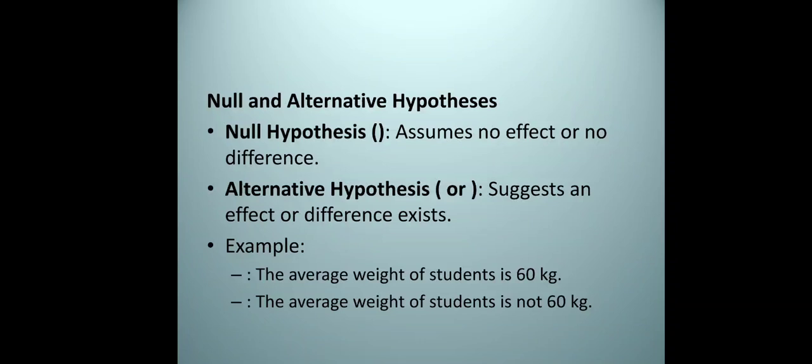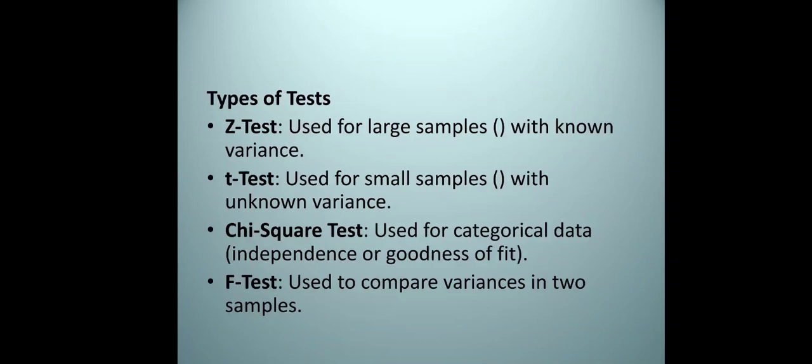For example, the average weight of students is 60 kg. The average weight of students is not 60 kg. The average weight of students is 60 kg is the null hypothesis. The average weight of students is not 60 kg is the alternative hypothesis.